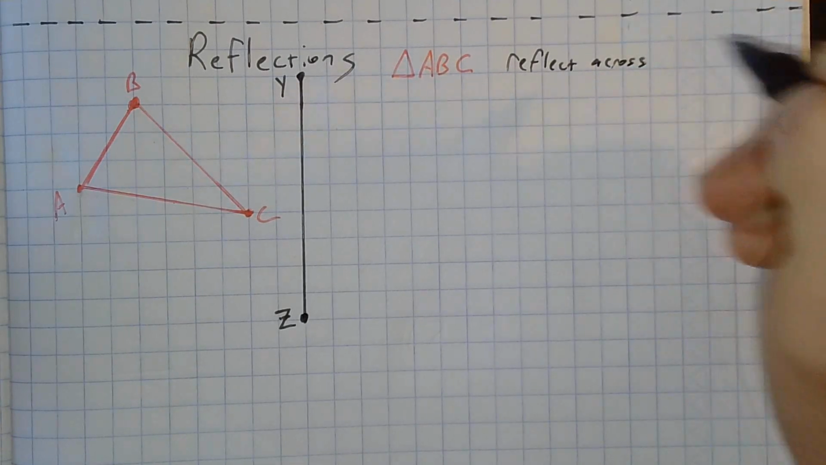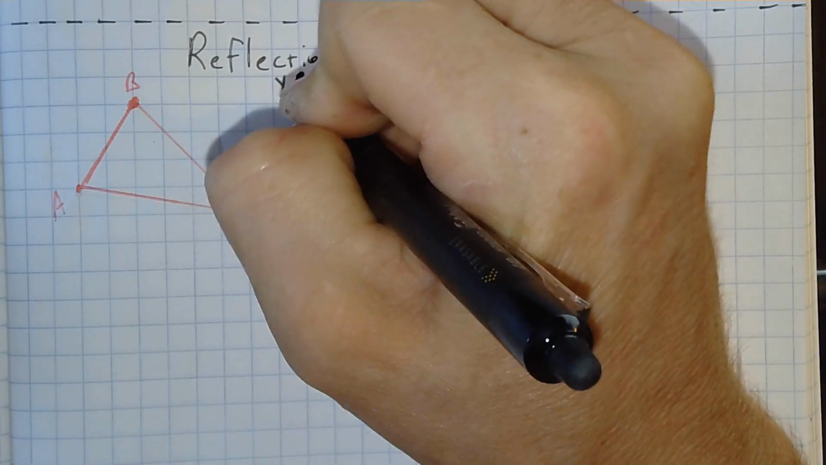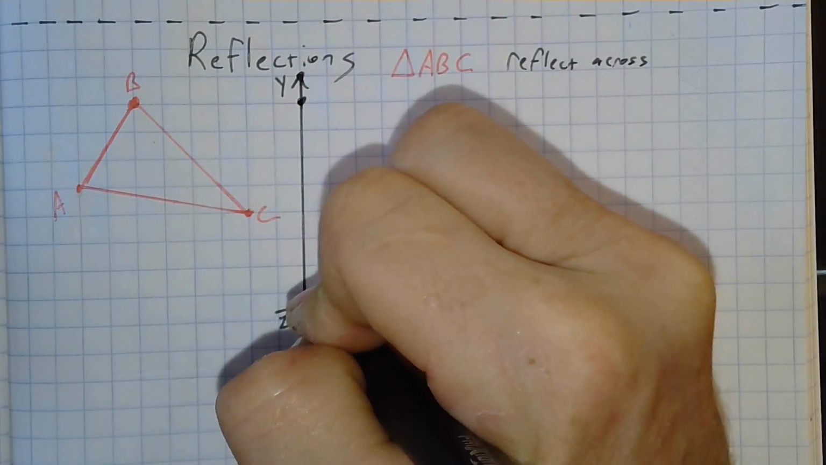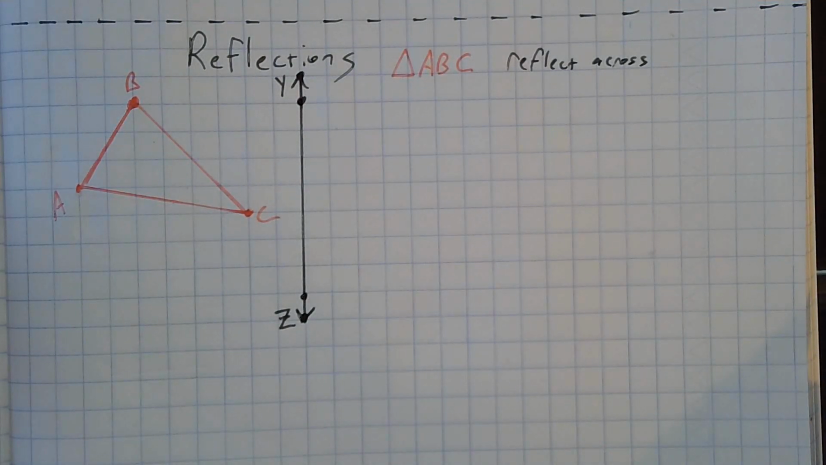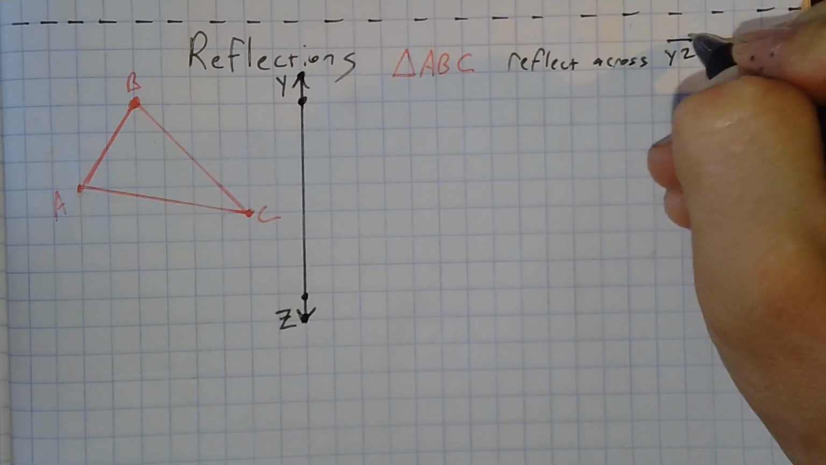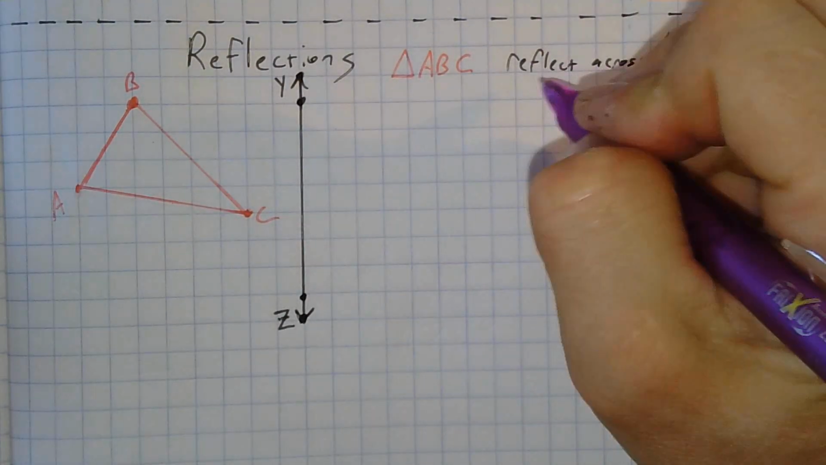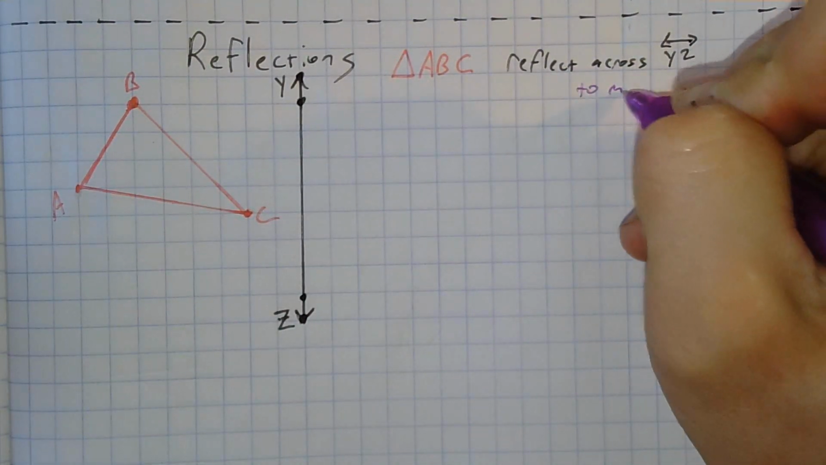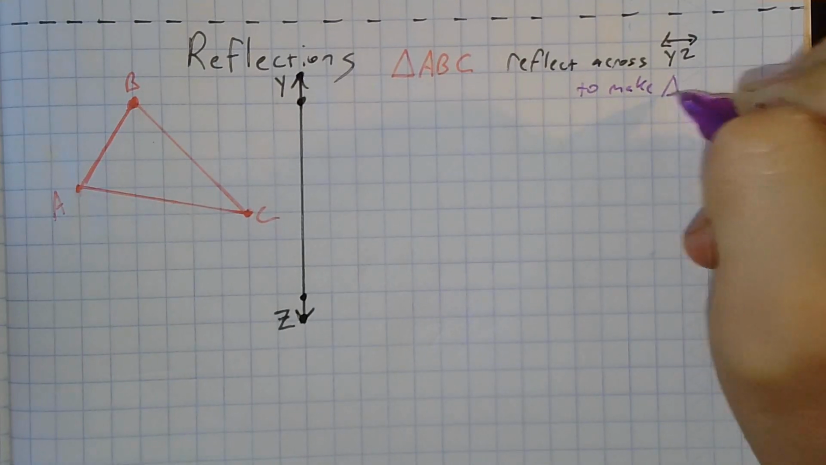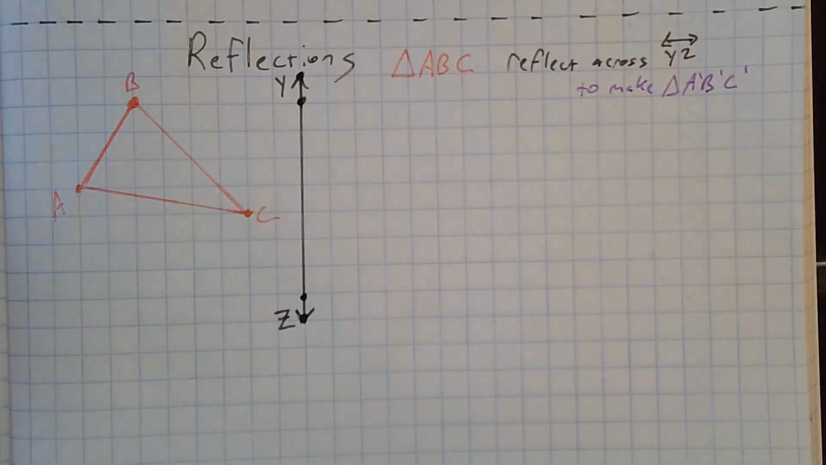across the line of reflection, or in this case, the line segment. I'll make it a line. Why not? Here, now it's a line. Okay, reflect it across line YZ. Okay, so let's reflect, and we're going to make triangle A prime B prime C prime.